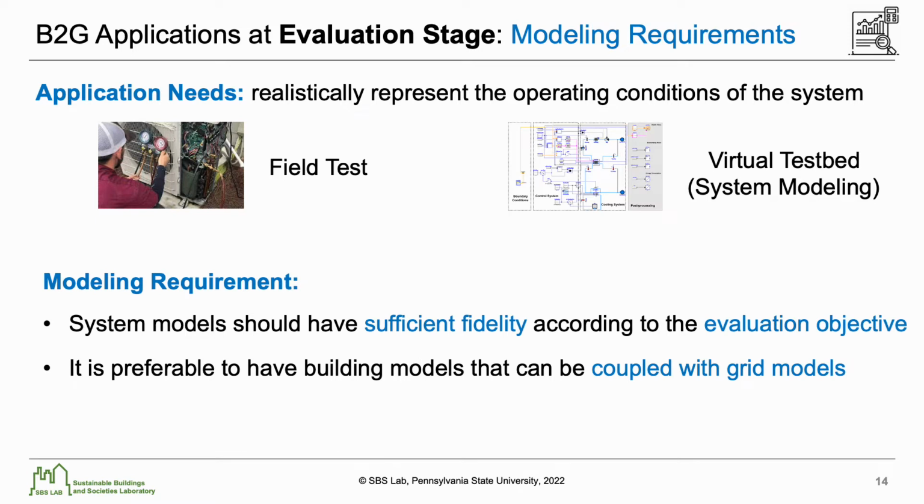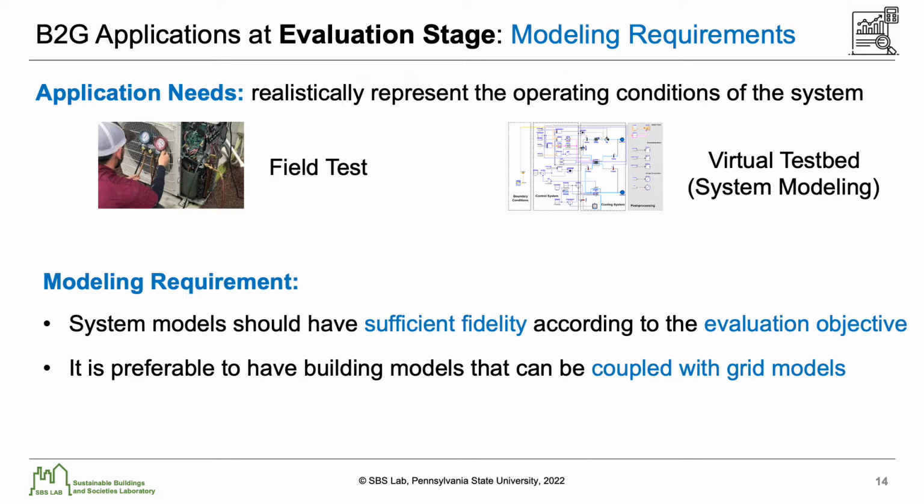To do that, first, the system models should have sufficient fidelity according to the evaluation objective. This is because a faithful representation of the required operating conditions is crucial for the evaluation. Therefore, we should define the model fidelity to provide the necessary details and accuracy in representing operating conditions. Requiring more details of the system operating conditions often leads to higher fidelity models.